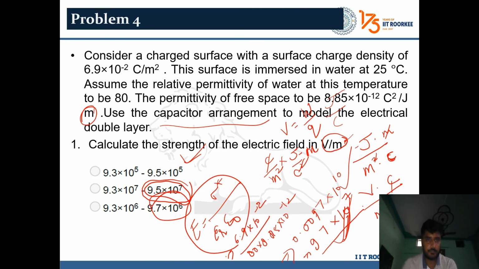Again, the next problem is: consider a charged surface with a surface charge density, and the surface is this, and this data is given here. Use the capacitor arrangement to model the electrical double layer. So calculate the strength of the electric field. You can easily apply this formula: E is equal to sigma divided by epsilon r epsilon naught. This is the surface charge density, and it is directly given here, that is 6.9 into 10 raised to minus 2. Put those values, and you will get the strength of the electric field.